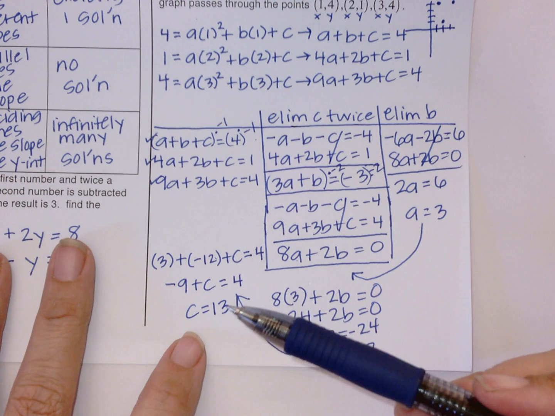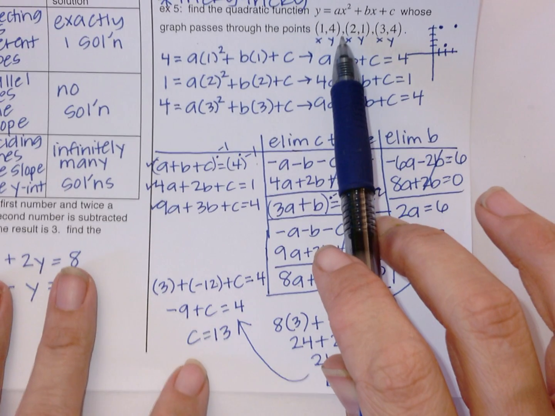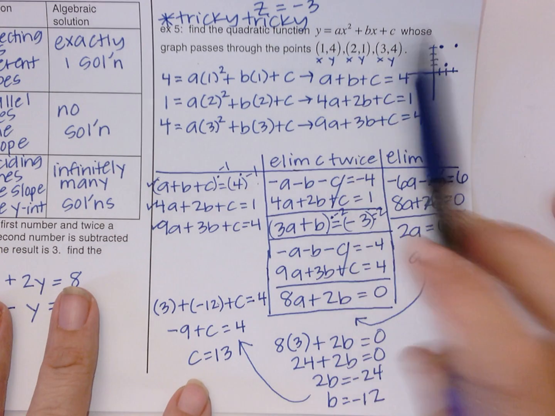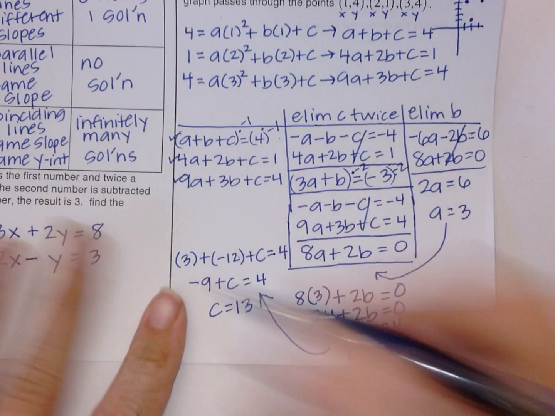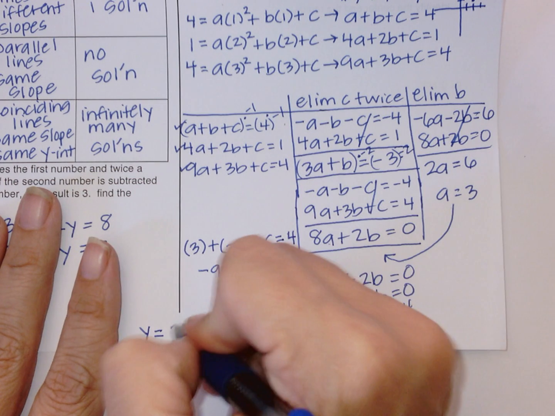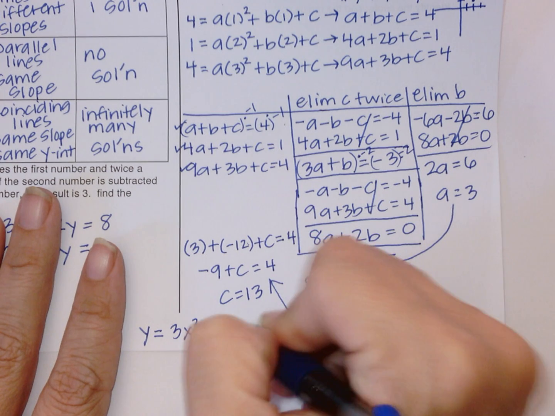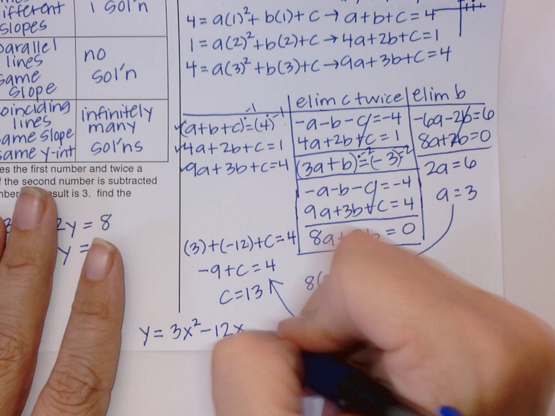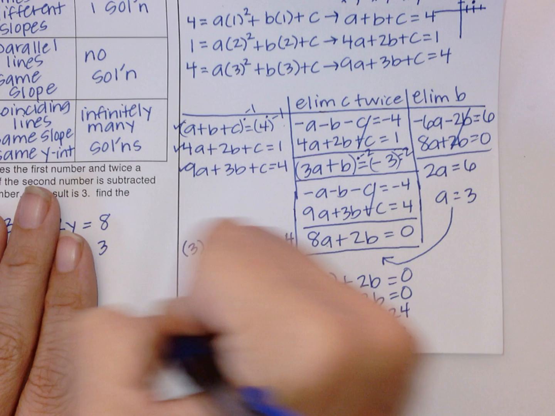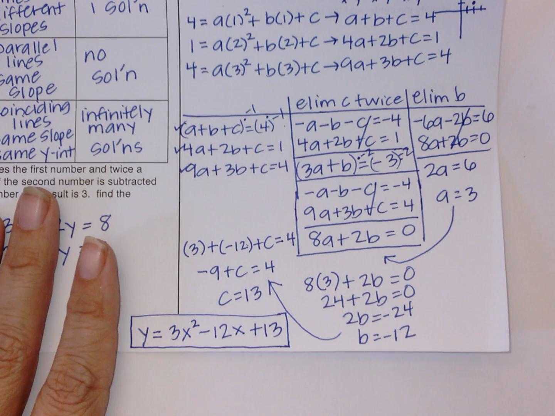Now in this problem I'm not going to write it as coordinates. I'm not going to write 3, negative 12, 13 like I did in the previous problem, because this is not what it's asking. It's asking for the quadratic function. So I'm going to write that equation, but I'm going to fill in my a, b, and c. So it's going to be y equals 3x squared, since a was 3, minus 12x, since b was negative 12, plus 13. So that's that problem right there.